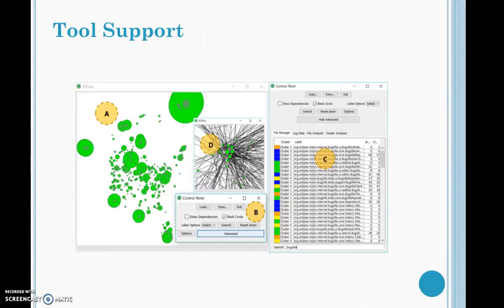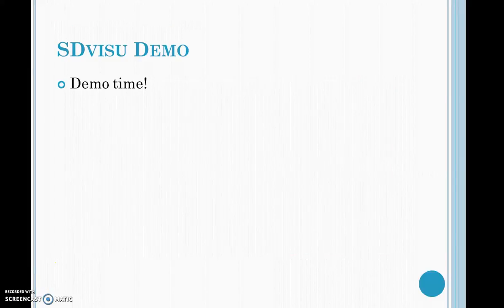This is the screenshot of our SDVisu tool, where you can see 4 different areas. A indicates the number of clusters and the overall software space, B is the basic control panel, C is the advanced control panel where you see advanced options, and D is the zoom in view functionality of our SDVisu tool. Now I'm going to demonstrate our SDVisu tool.